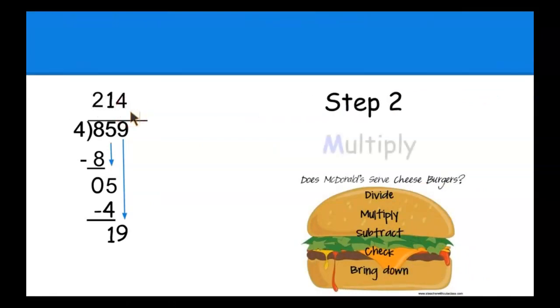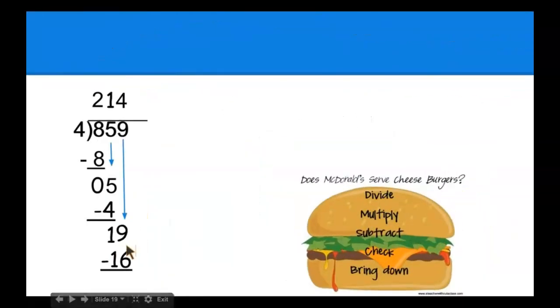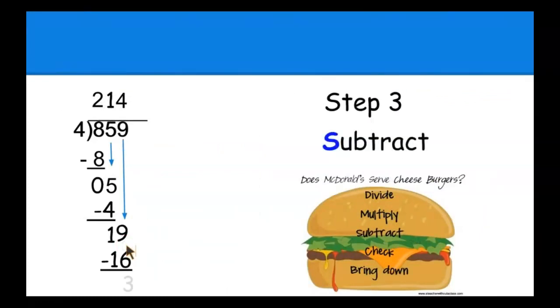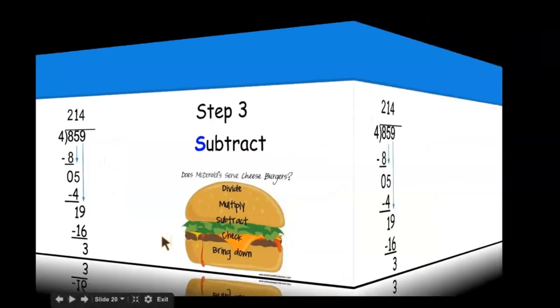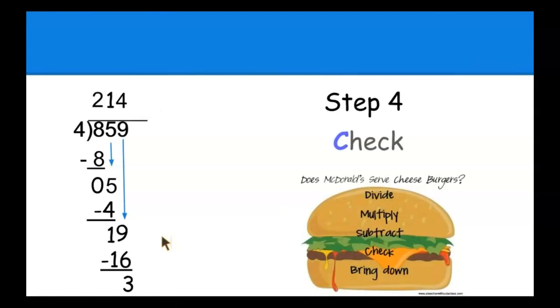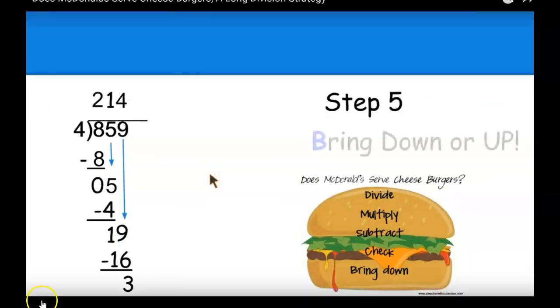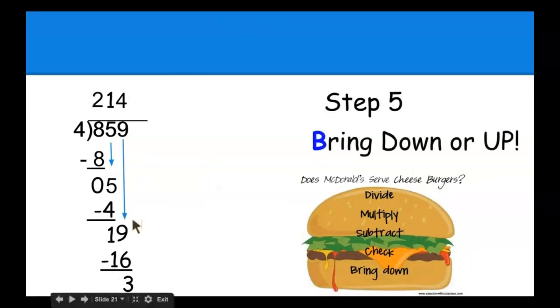Step 2, multiply 4 times 4 is 16. Step 3. Subtract 19 minus 16, we get 3. Next step, check. 3 is smaller than 4. And step 5 is bring down, but there's nothing left to bring down.